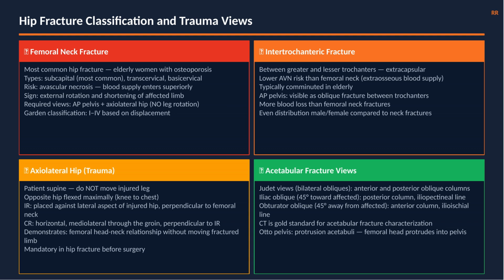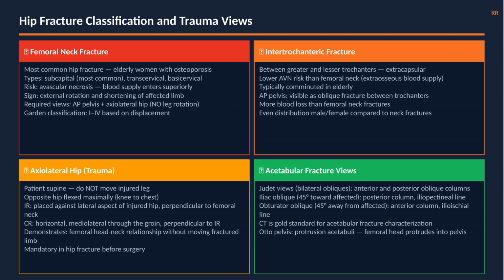The critical complication is avascular necrosis, AVN. The blood supply to the femoral head enters through the femoral neck from distally. A displaced neck fracture disrupts this supply. Classified by the Garden system, 1 through 4, based on displacement.